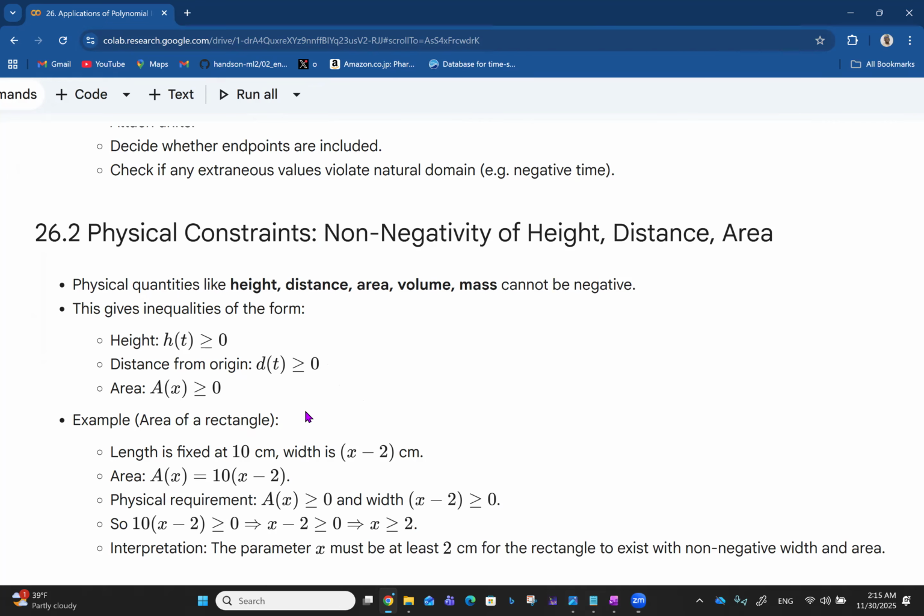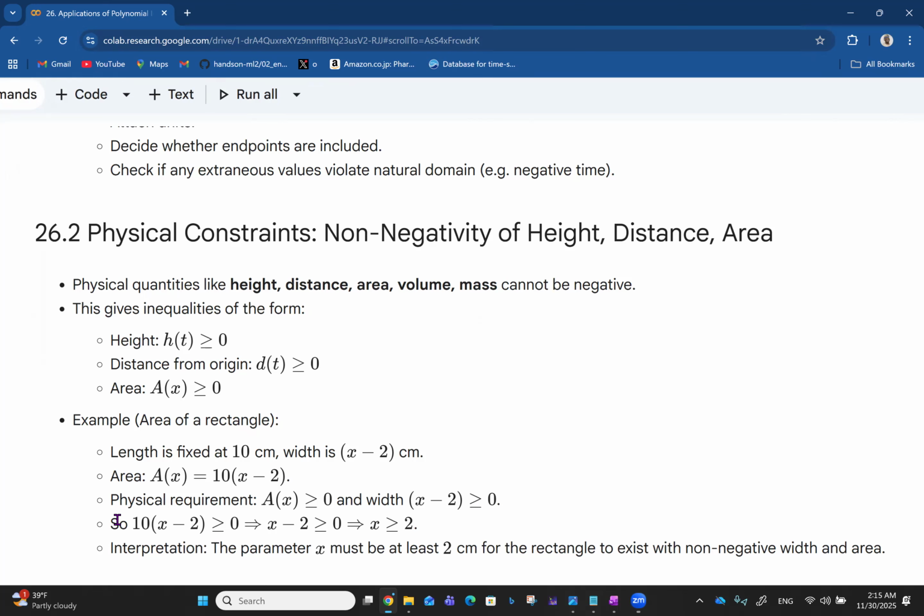An example is the area of a rectangle. Imagine that the length is fixed at 10 cm and the width is x minus 2 cm. The area, of course, will be a of x, which is 10 times x minus 2. And you have this physical requirement that the area must be greater than or equal to 0. Okay, and the width, x minus 2 itself, has also got to be greater than or equal to 0.